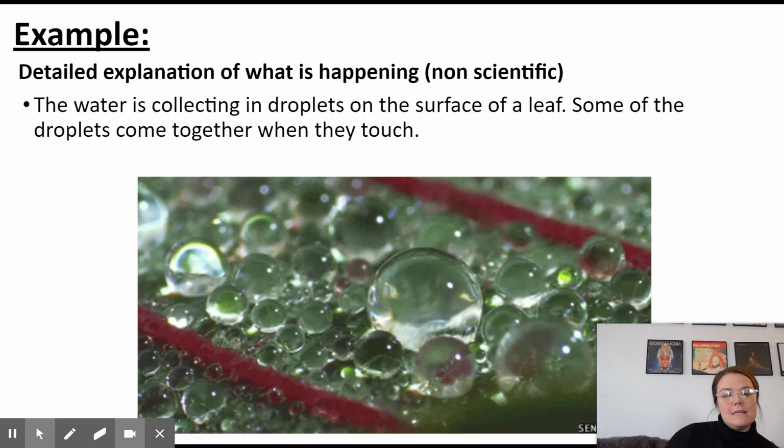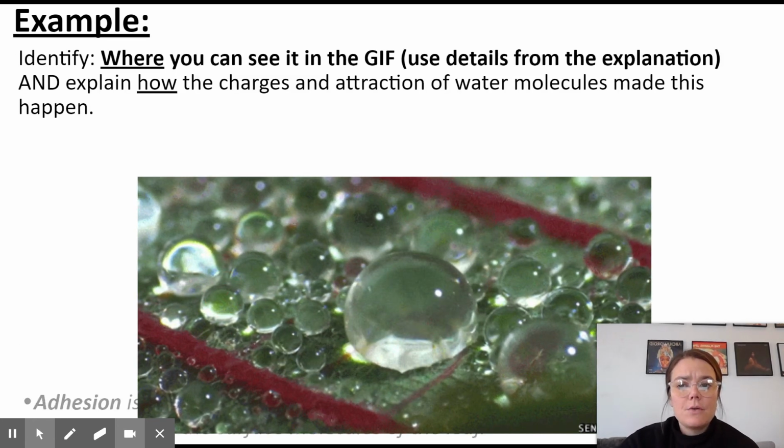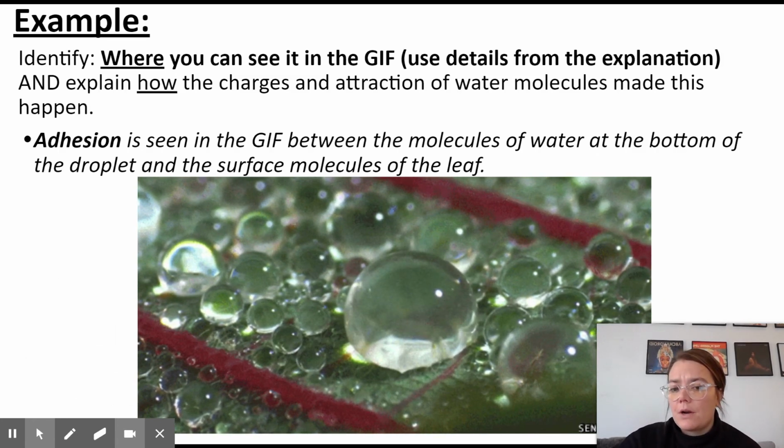So here what we see is that water is collecting into larger droplets when they get closer together on the surface of a leaf. So it's sticking to that leaf, but also the water droplets are forming their water droplets, right? So the next thing that you're going to do is identify which property of water you might be seeing.